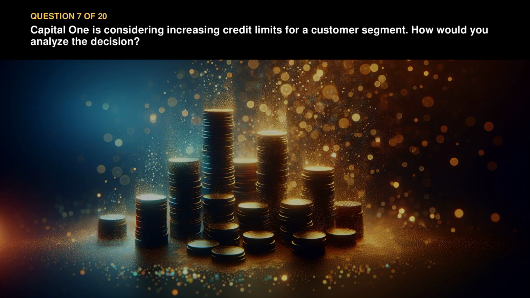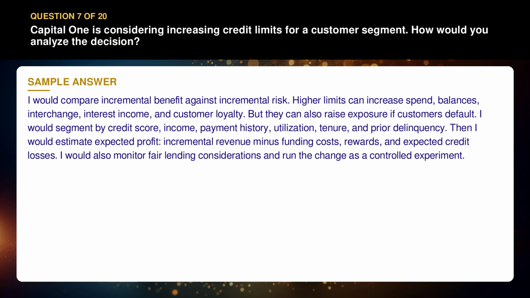Question 7. Capital One is considering increasing credit limits for a customer segment. How would you analyze the decision? I would compare incremental benefit against incremental risk. Higher limits can increase spend, balances, interchange, interest income, and customer loyalty, but they can also raise exposure if customers default.